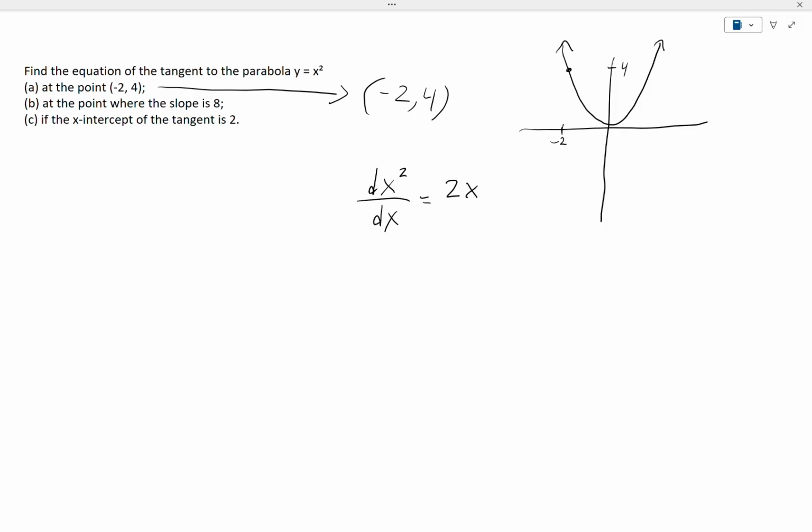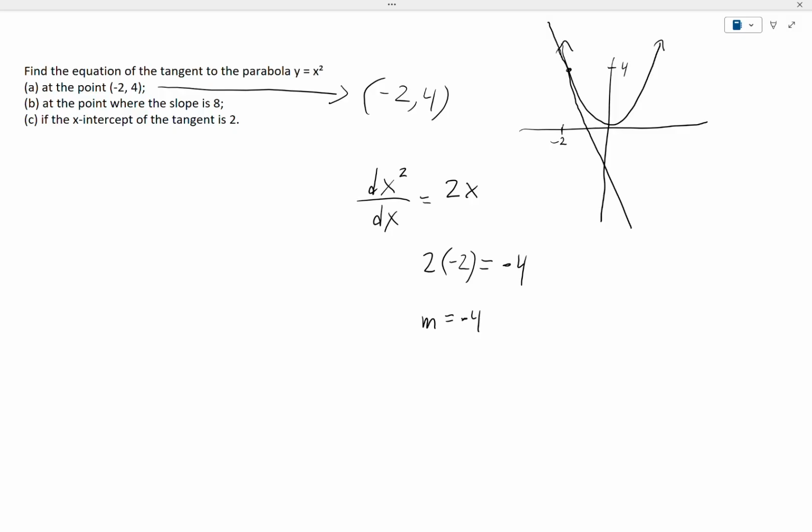So this is the derivative of the parabola x squared. And now I'm going to evaluate this at -2. I just do 2 times -2, and that gives me -4. So I know that the instantaneous rate of change right here for this tangent is -4. In other words, I can say that the slope is equal to -4.